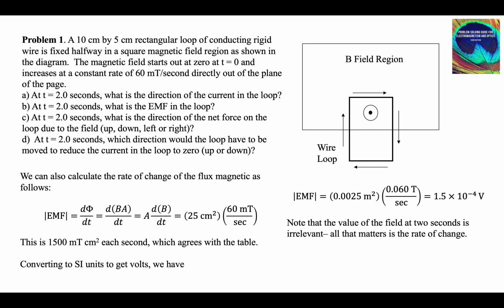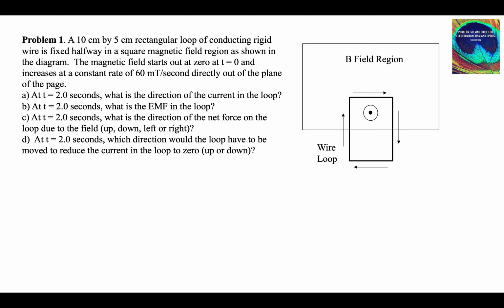Note that the value of the field at 2 seconds is irrelevant. We didn't plug in the 120 millitesla anywhere. The only thing that matters is the rate of change of the field. The EMF at 5 seconds is the same as it is at 2 seconds, because the rate of change of the field is the same, 60 millitesla per second.